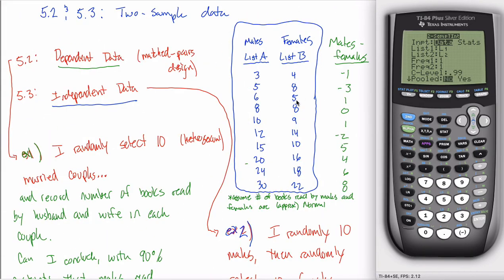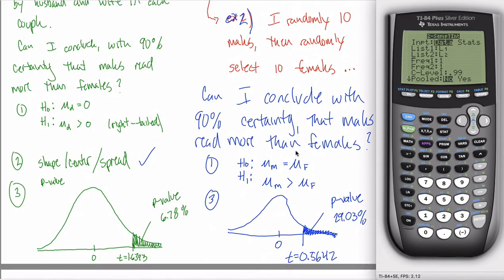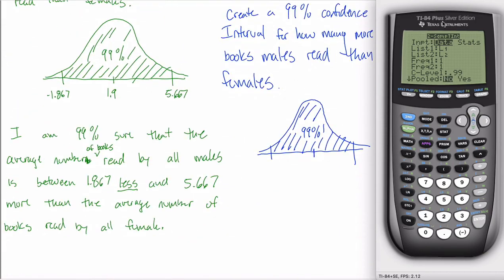for males and females. It didn't explicitly tell us that. And by the way, it never will, at least not in our class. So you're always going to say no for pooled. Then you can go down to calculate. And it'll spit out a bunch of information. But the most relevant things are these two values, the bounds on your interval.